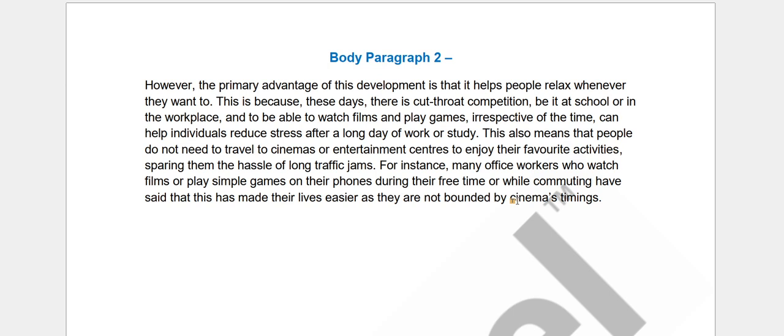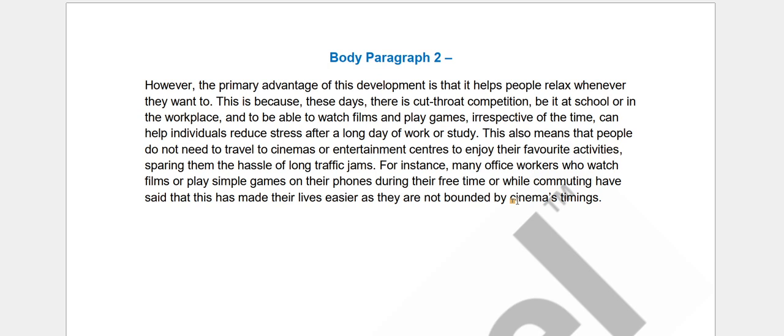For instance, many office workers who watch films or play simple games on their phones during their free time or while commuting have said this has made their lives easier as they are not bounded by cinema's timings. So now there are many office workers who told that doing these kinds of simple activities has made their lives easier, like stress free basically, because they are not bounded by cinema's timing.